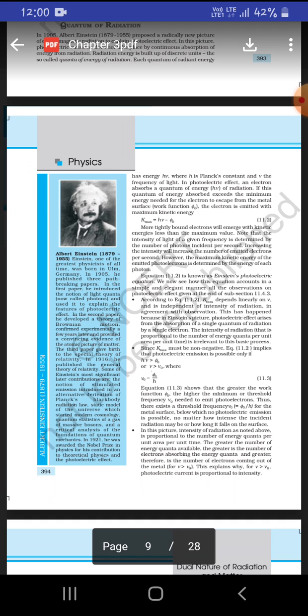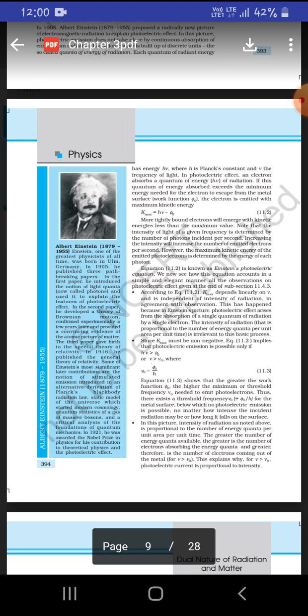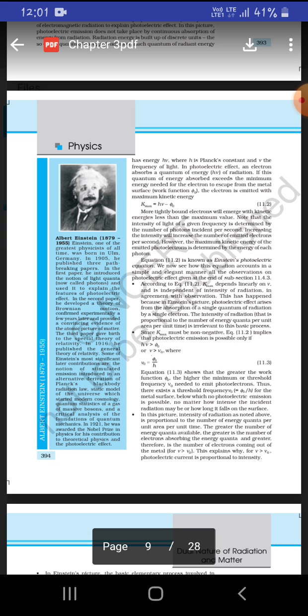More tightly bound electrons will emerge with kinetic energies less than the maximum value. According to 11.12, the Einstein photoelectric equation, Kmax depends linearly on v, the frequency of the light, as you know, and is independent of the intensity of radiation, in agreement with observation. This has happened because of the picture Einstein made.